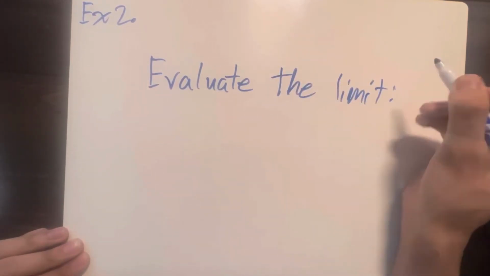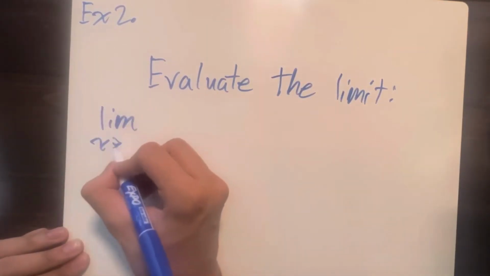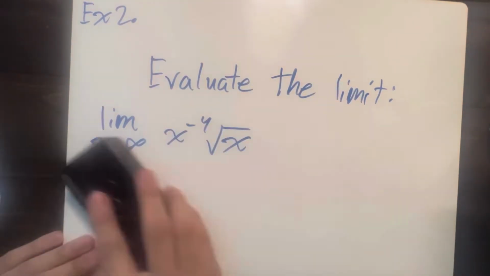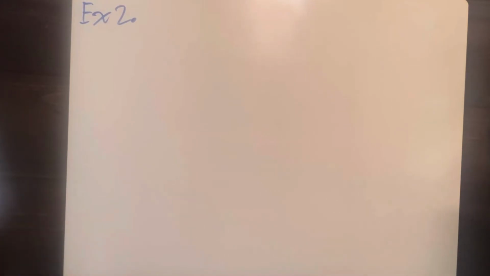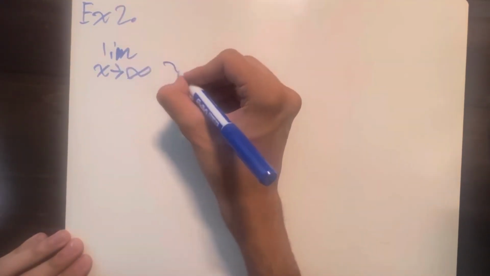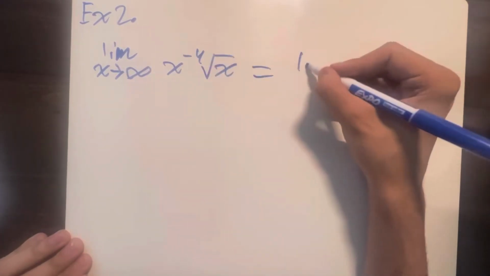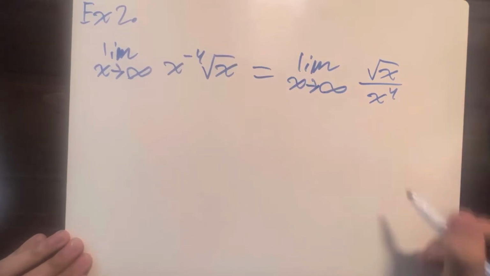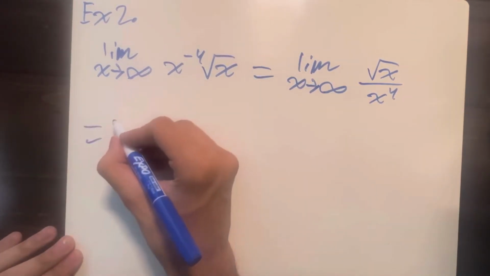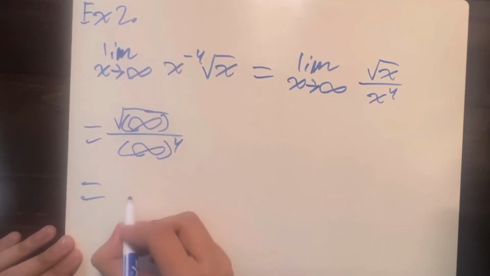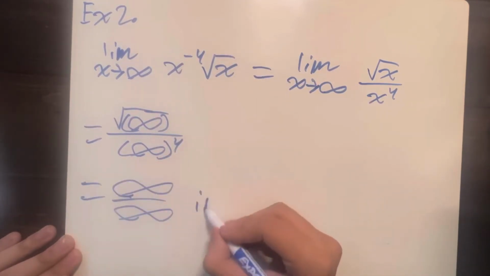Now let's take a look at example 2. Evaluate the limit of x to the power of negative 4 times square root of x as x approaches infinity. This can be simplified to the limit as x approaches infinity of square root of x over x to the power of 4. Plug in infinity to get infinity over infinity, the indeterminate form.